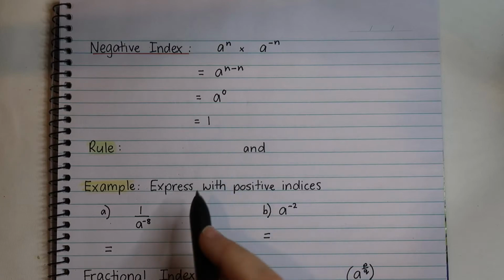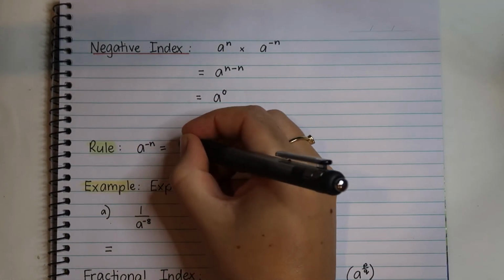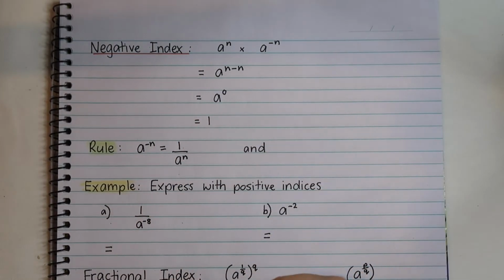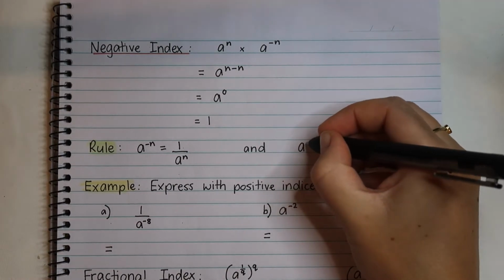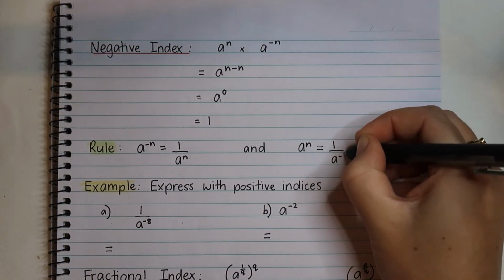So writing that as a rule, we get a to the power of negative n is equal to the inverse, which is 1 over a to the n, and vice versa. So a to the n is equal to 1 over a to the negative n.